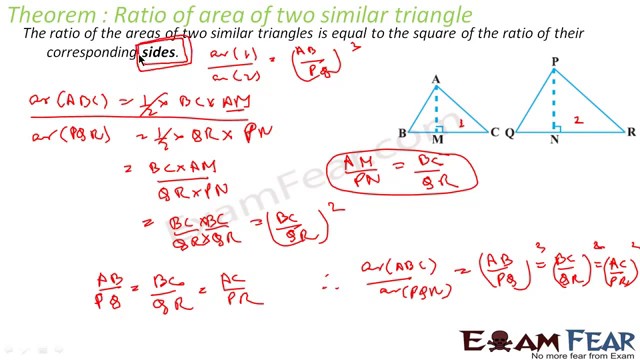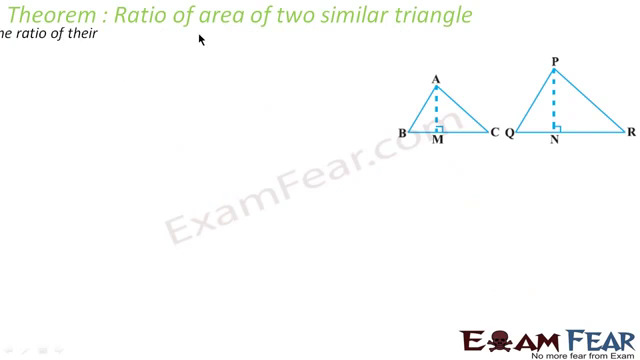So here, please make a note. Side is the key factor. Ratio of areas of two similar triangles is equal to ratio of corresponding side.